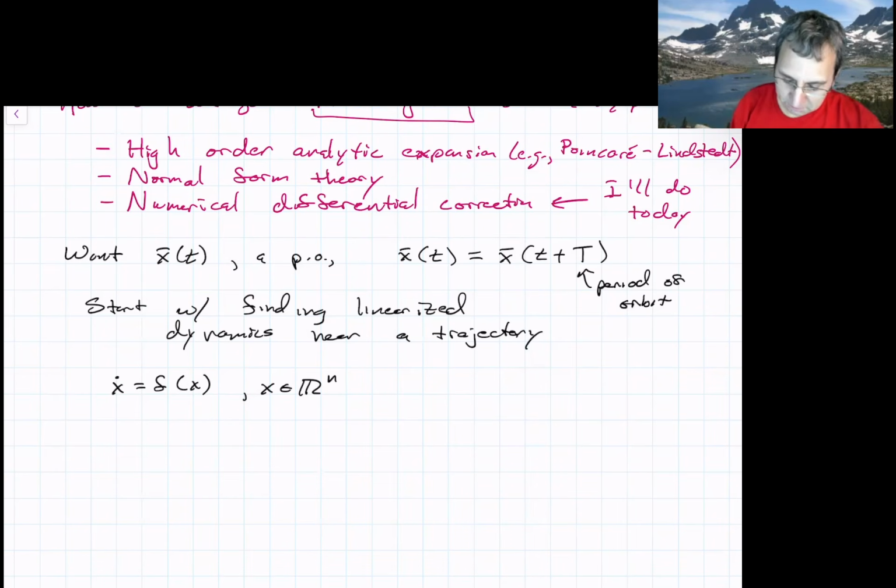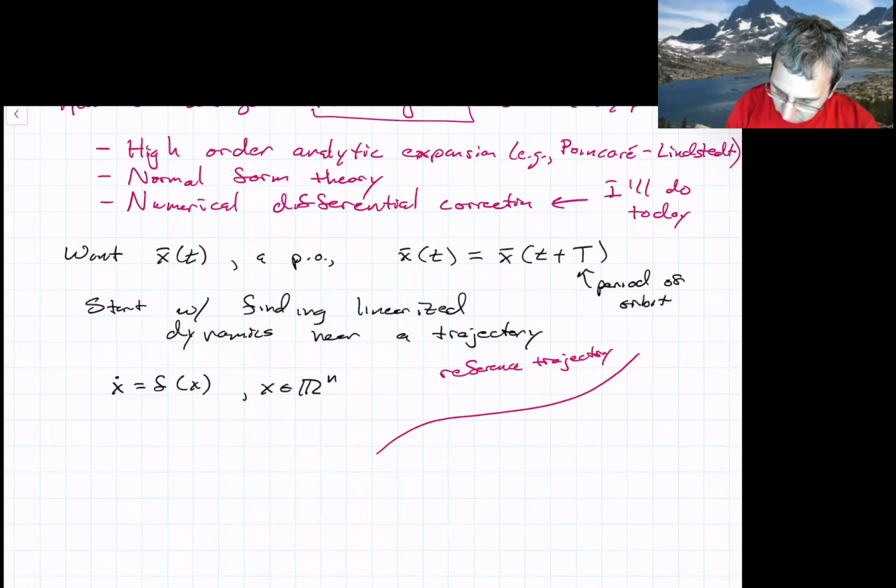We could do other things. But let's say we have a trajectory of interest, and I'll call it the reference trajectory. So here's a reference trajectory, x bar. And if we have some other nearby trajectory, we'll show that.